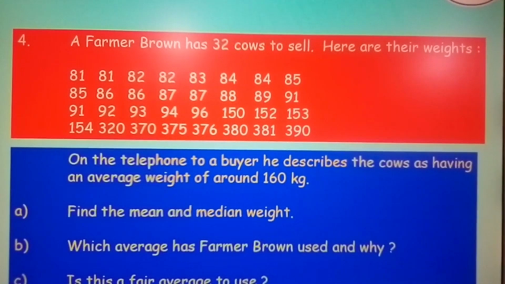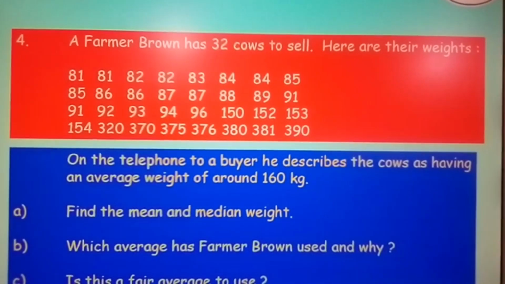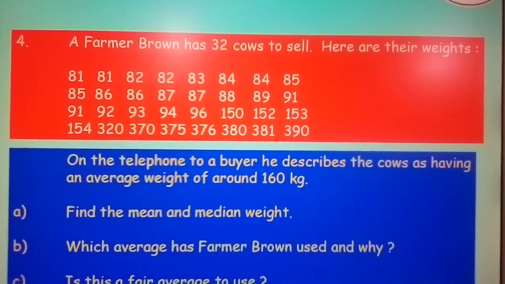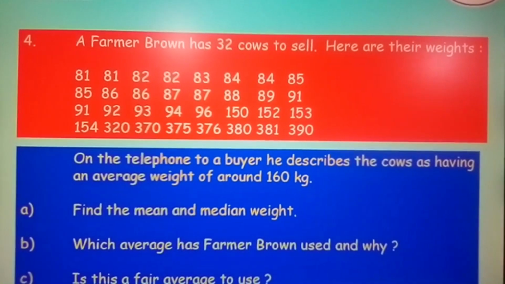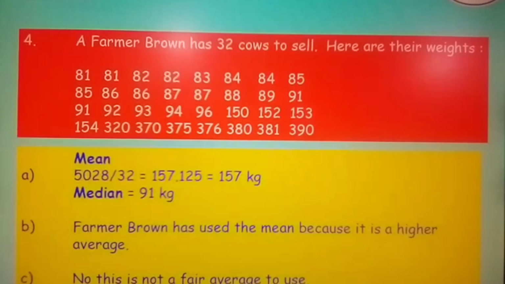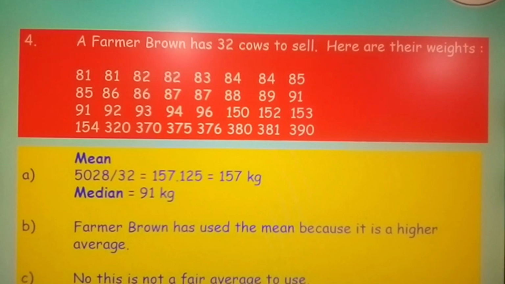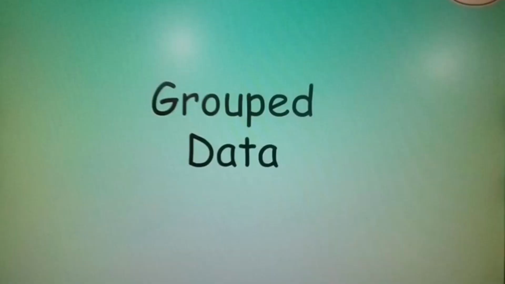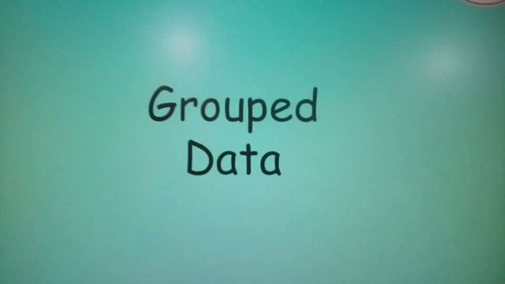Now questions. A Farmer Brown has 32 cows to sell. Here are their weights, etc. Now again, you should be writing this out for yourselves and trying to get this done. And I'm leaving them there so it gives you a chance and an opportunity to work for them yourselves. Get it done. And here are your values. Grouped data.